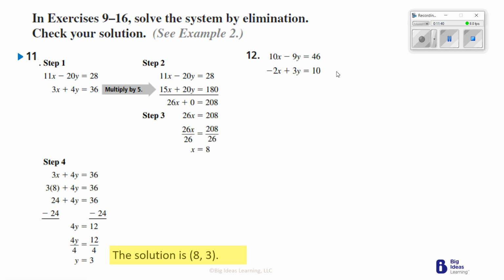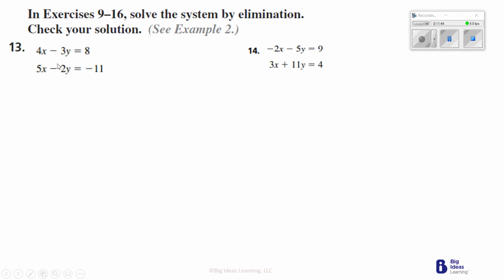Number 12 is for you to do. We're going to go on to number 13. Number 13, I see I have 4x minus 3y equals 8, and I have 5x minus 2y equals negative 11. Now, on this one, I got one of two options. I'm going to go with the least hardest one.